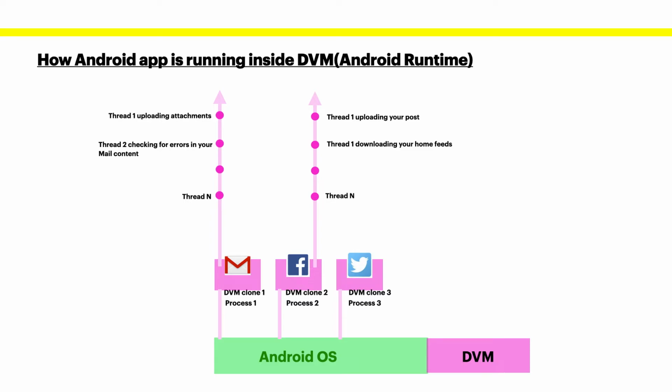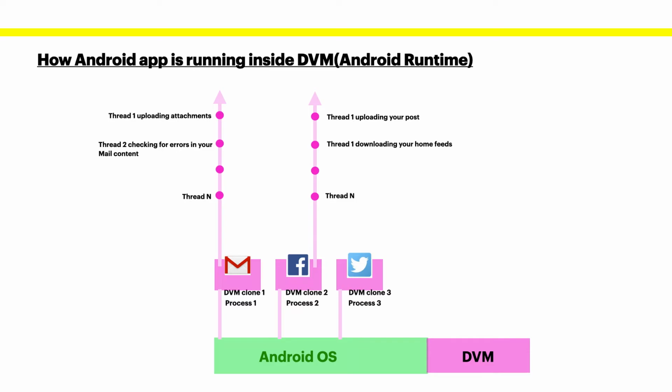As I said before, Linux is the bottom OS, and inside your mobile Linux is running. On top of that, Android OS is running. Android OS is attached with the Dalvik virtual machine. I have not mentioned Linux here, so consider Linux is running at the bottom of the Android OS. Now when I tap on the Gmail app, what will happen? A DVM clone 1 is created for the Gmail app. Inside DVM clone 1, the Gmail app is running.